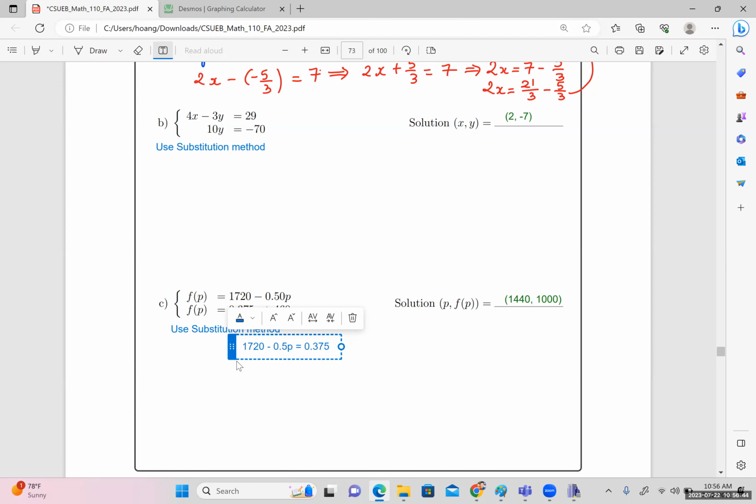0.375p plus 460, and then you solve for p, and then substitute into one equation to find the f(p). All right. So then the answer would be this guy. Try that, okay?